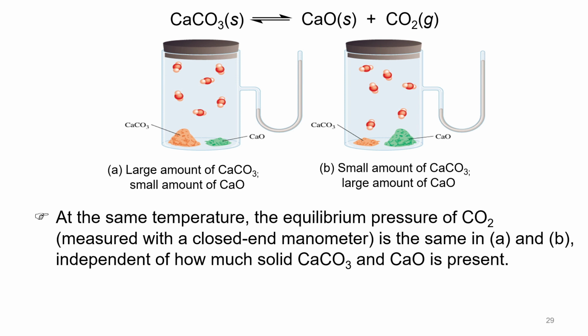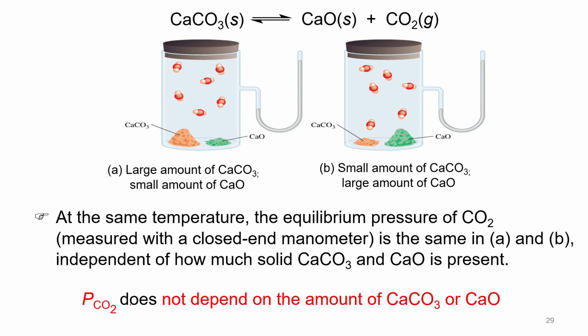So at the same temperature, pada suhu yang sama, the equilibrium pressure of CO2, measured with a closed end manometer, jadi kat sini kita ada manometer, is the same in A ataupun B. It is independent of how much solid CaCO3 and CaO are present. So maksudnya dia tidak bergantung kepada solid di sini, because ini dalam keadaan fasa solid. So PCO2 does not depend on the amount of CaCO3 ataupun CaO.